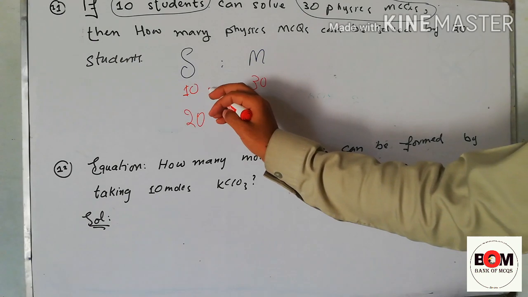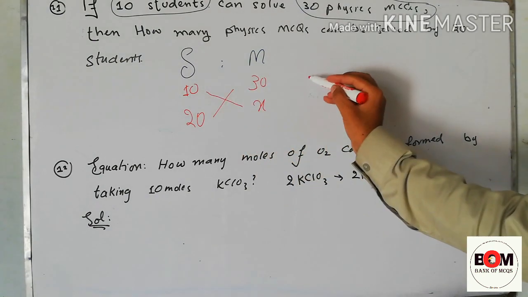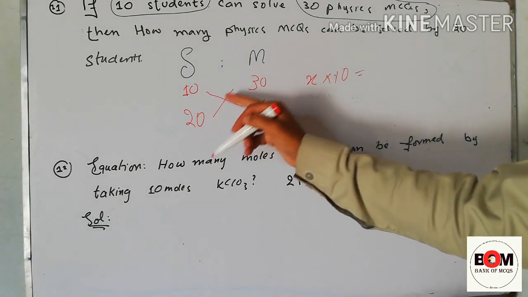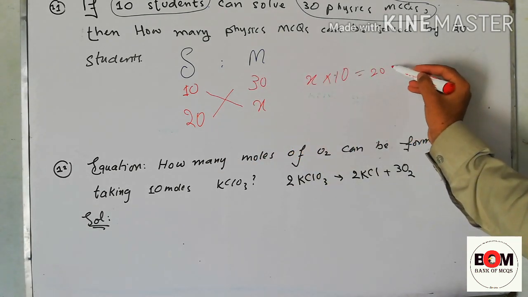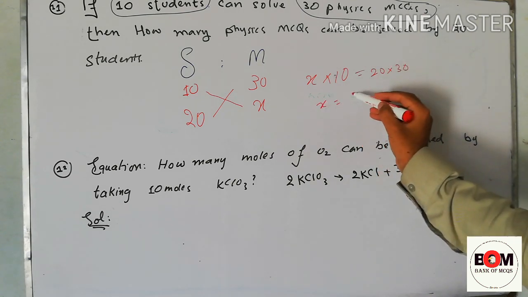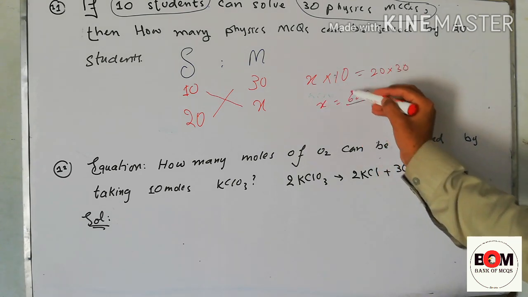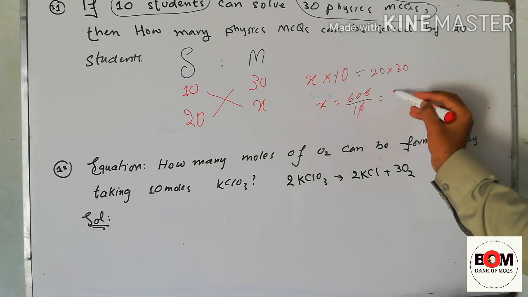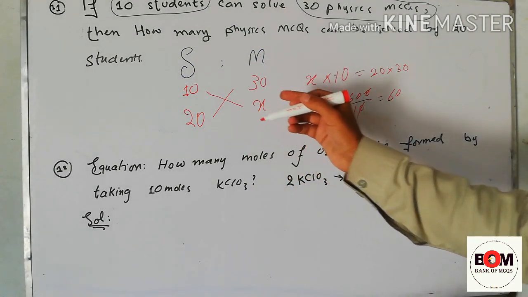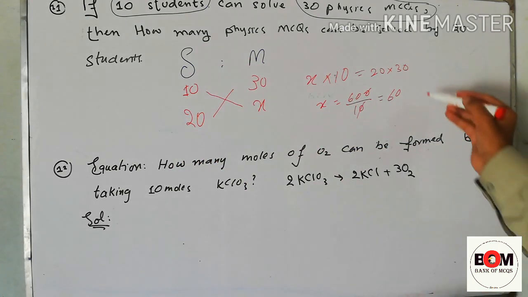So we will use simple cross multiplication. It means x multiplied by 10 equals 20 into 30, or x equals 20 into 30, 600, divided by 10. That is 60. So 60 MCQs can be solved by 20 students.